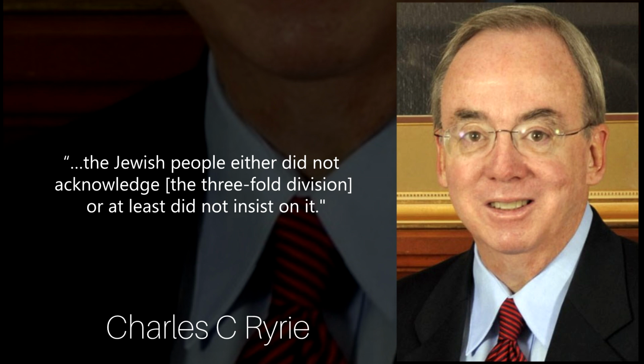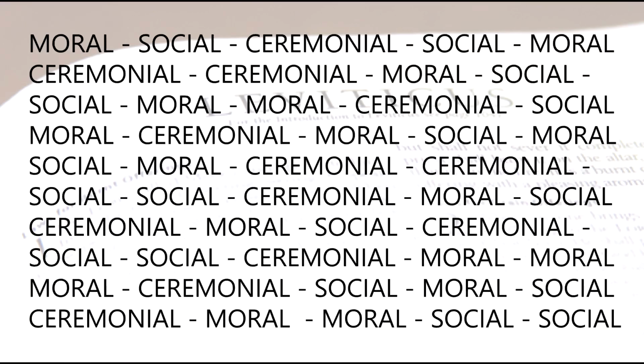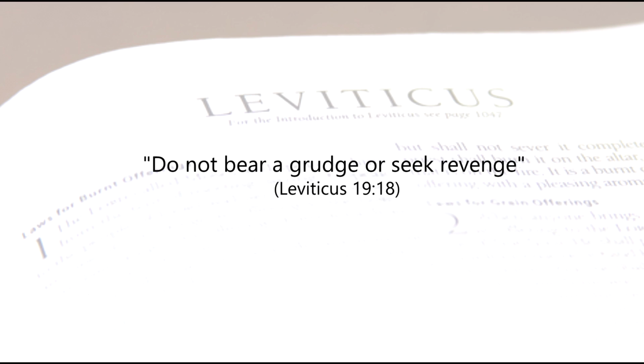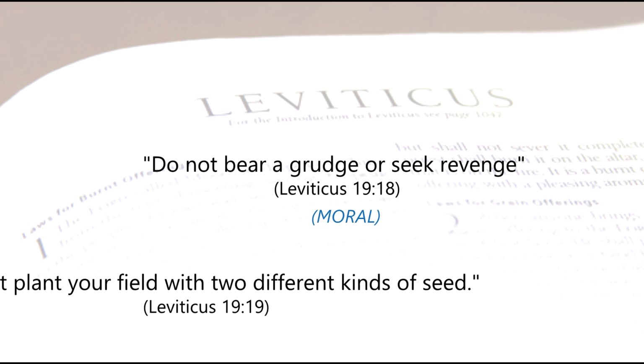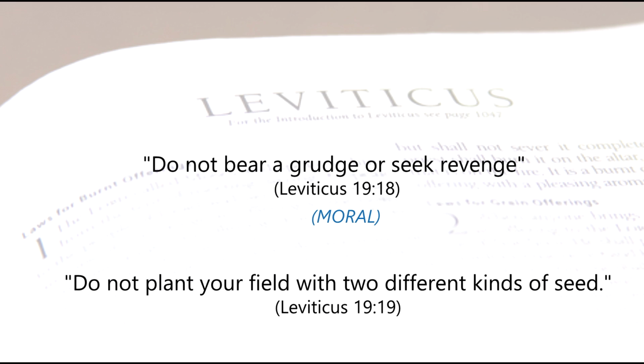In Basic Theology, Charles C. Ryrie states, "The Jewish people either did not acknowledge the threefold division, or at least did not insist on it." And so when you read the Bible, you'll notice that all of the different kinds of law are actually mixed up with one another. For example, in Leviticus 19:18 we read, "Do not bear a grudge or seek revenge," which is a moral command. But then in the very next verse, verse 19, we read, "Do not plant your field with two different kinds of seed," which is a social law. So you have a moral command running straight into a social command with no clear distinction or separation between the two types in the text.